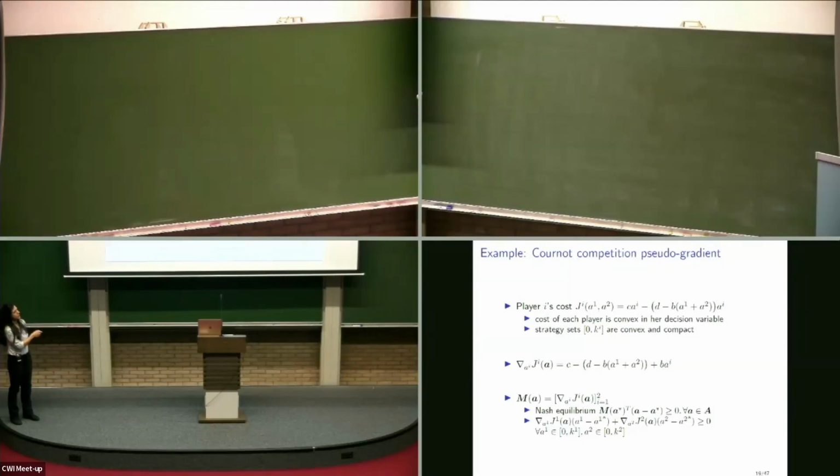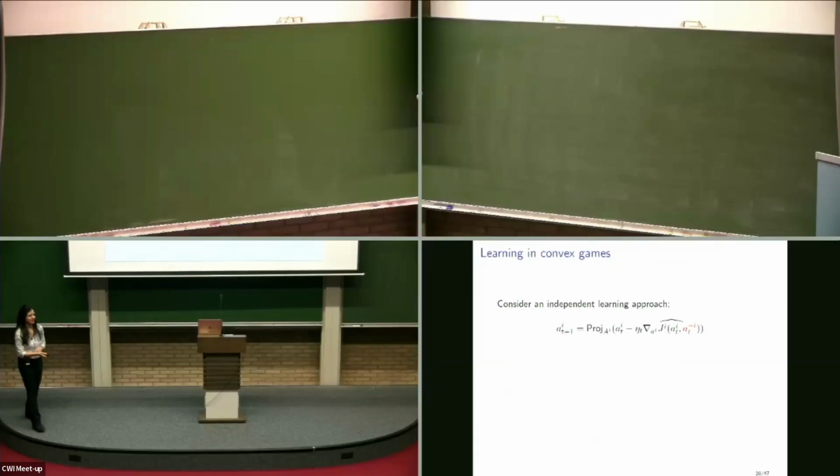We can also gain a little intuition about the pseudo gradient. If we differentiate J_i with respect to a_i, we just get an affine function of a_1 and a_2. And the Nash equilibrium, this is just the definition, we're just spelling it out for this instance. So this is a convex game. You can derive its pseudo gradient by deriving the local gradients of the players, and we can also try to solve this inequality. Okay, questions?